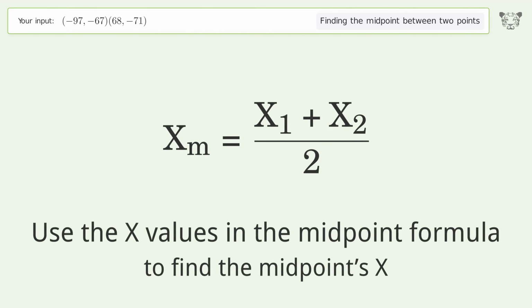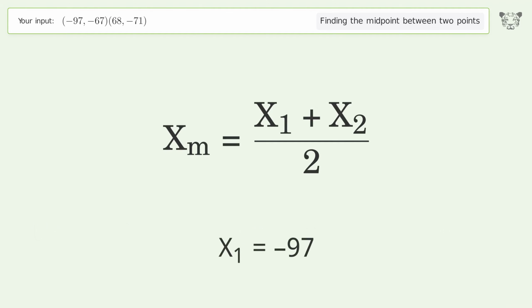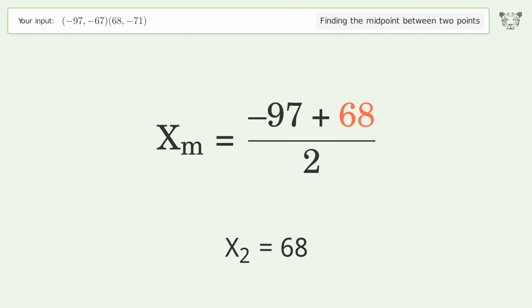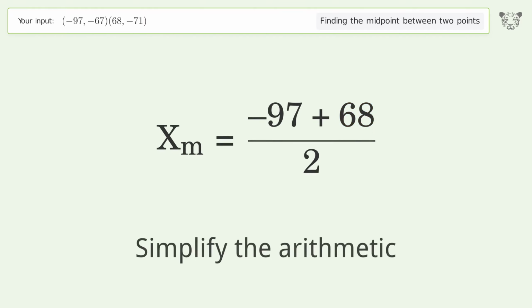Use the x values in the midpoint formula to find the midpoint's x. x1 equals negative 97. x2 equals 68. Simplify the arithmetic.